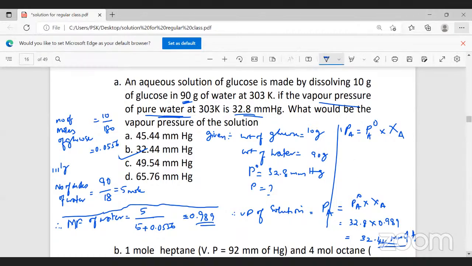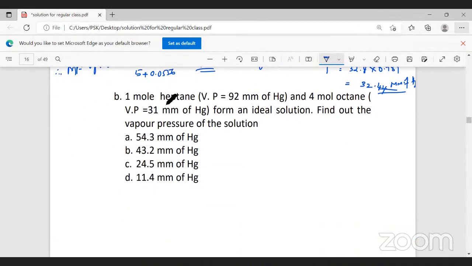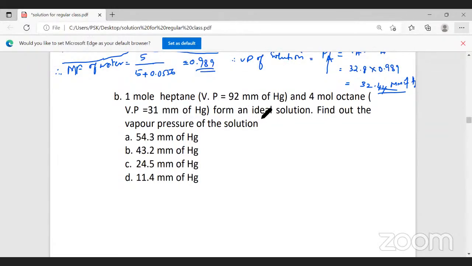The next problem. 1 mole of heptane, vapor pressure is 92 millimeters of mercury, and 4 moles of octane, vapor pressure is 31 millimeters of mercury, form an ideal solution. We will learn what is an ideal solution at later stages. Find out the vapor pressure of the solution. Now, 1 mole of heptane and 4 moles of octane. So therefore, total number of moles will be equal to 1 plus 4, that is 5.